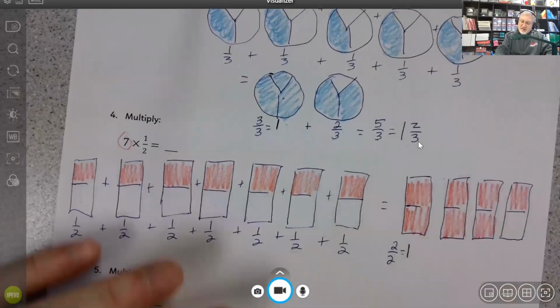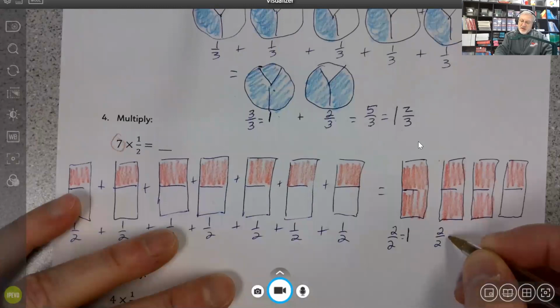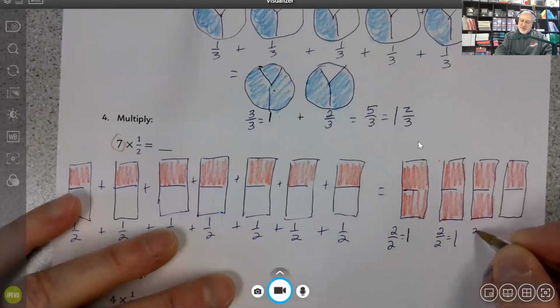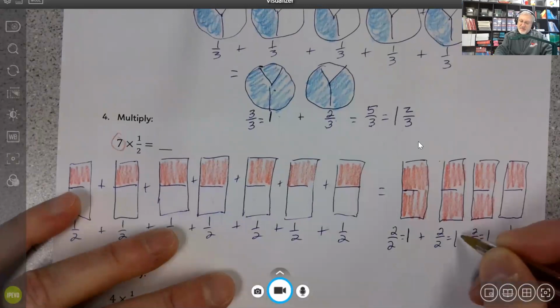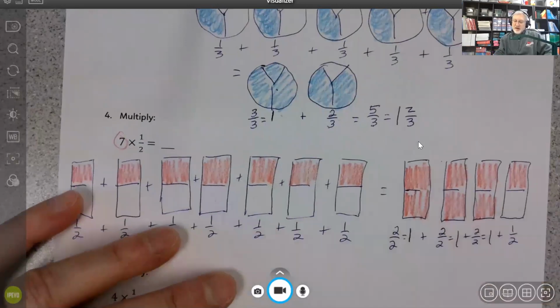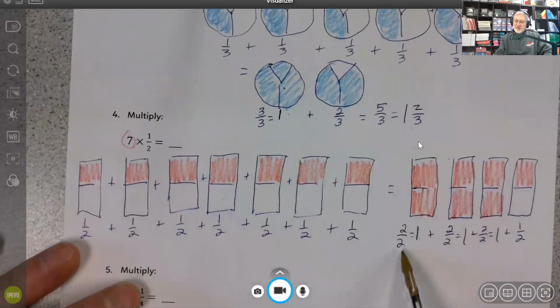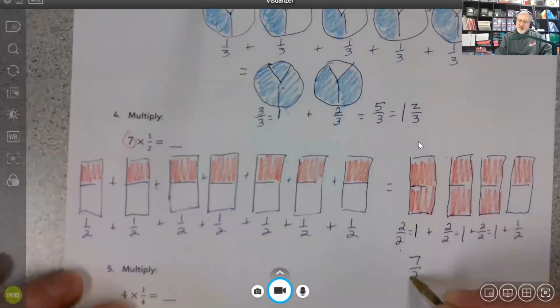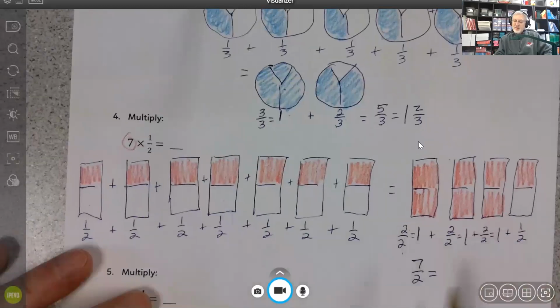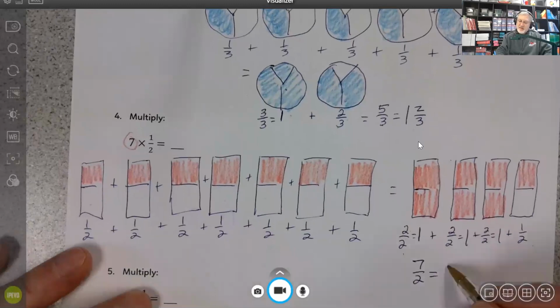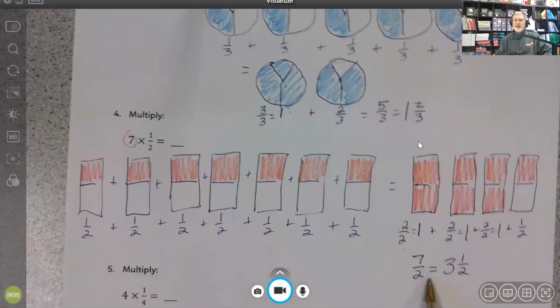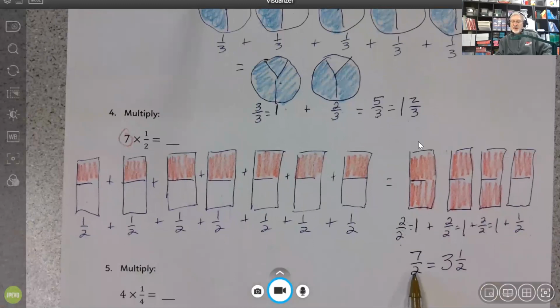So again, here I have 2 halves equal to 1, or 2 halves equal to 1. This one I only have 1/2, and I'm going to add these together. So if I'm doing my 2 halves, or 2/2, so that's 2/2, 4/2, 6/2, or 7/2. Or if I look at my wholes, I have 1 whole, 2 wholes, 3 wholes, and a half. Would also equal 3.5. Again, I did my improper fraction and my mixed number.